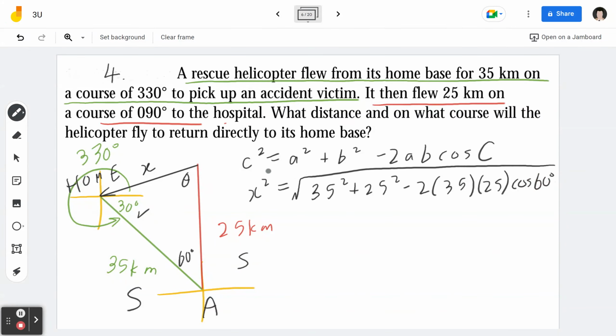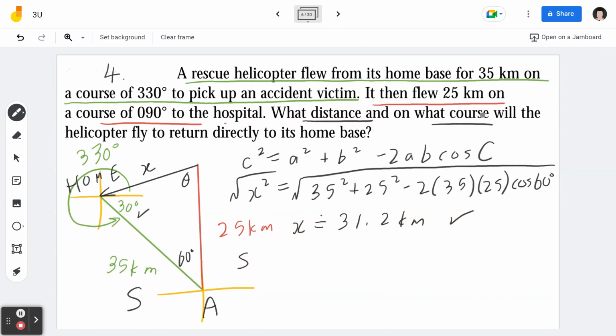Again, to find the opposite of squaring something, you're going to find the square root. Grab your calculators. In degree mode, let's work it out. So if you work this out to one decimal place, it's approximately 31.2249899, which is rounded to 31.2 kilometers. So again, that is the distance that they're asking for. But the second part is what course.